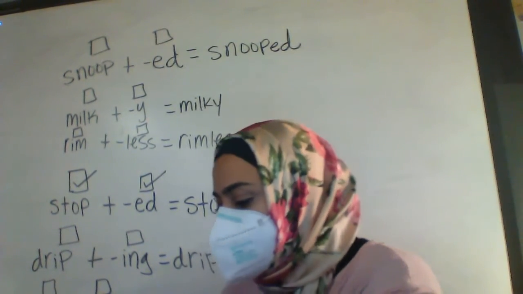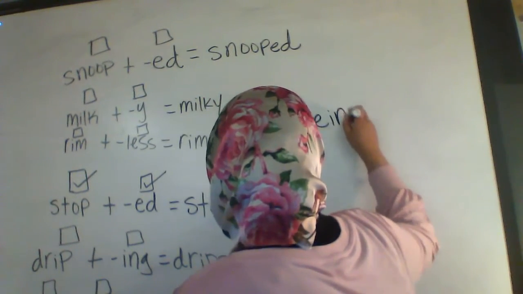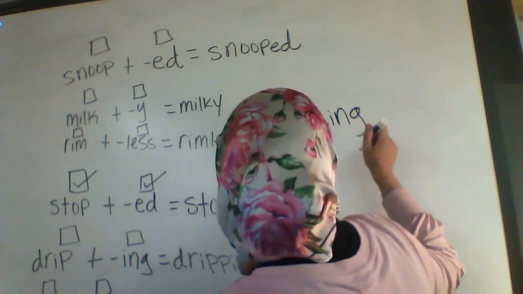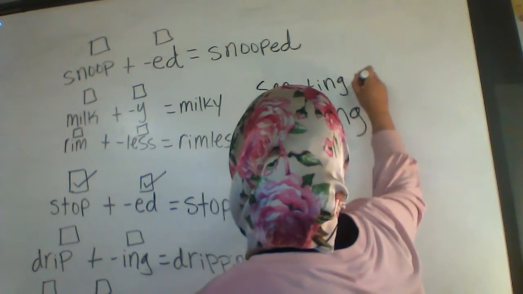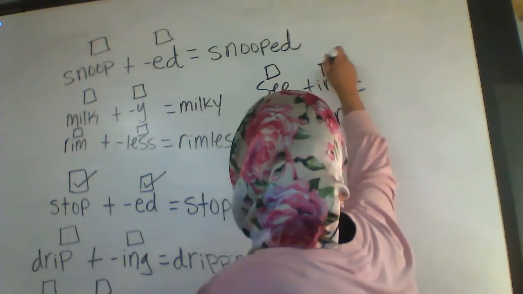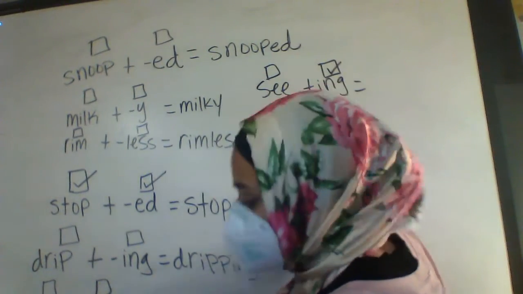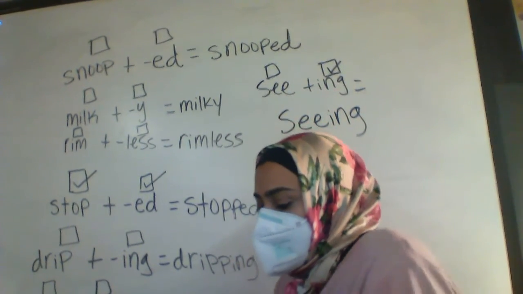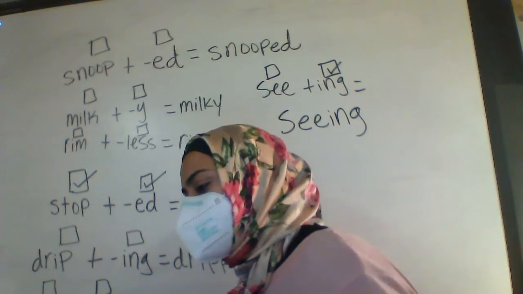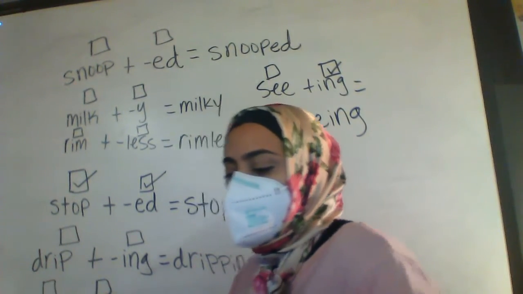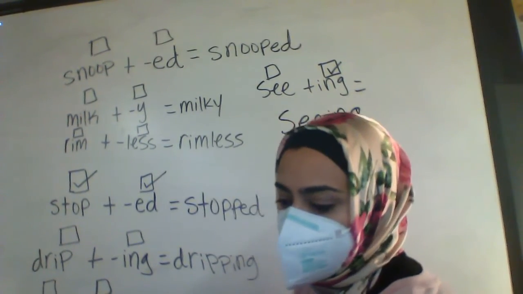Let's see. So we have seeing, S-E-E-I-N-G. So that's see plus ing equals seeing. There's my little boxes. See does not get a check mark, but ing does. So, do we double the E again? No, because they're both not checked. We only have one check mark, so we will not do anything special before adding suffix ing to the word seeing.